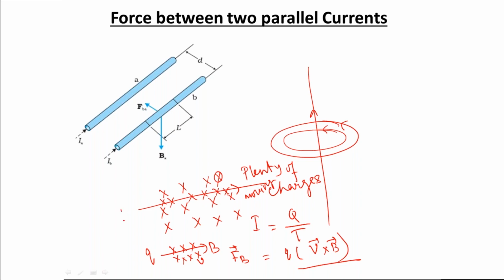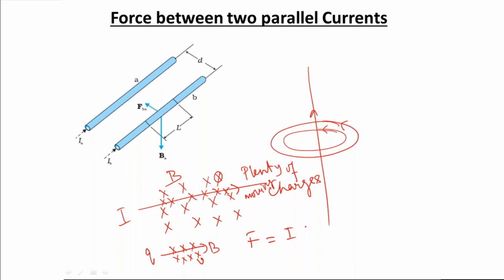the whole conducting wire, when it is carrying some current I, and the magnetic field is B, and the length of the wire is L, the force on that conductor will be I L cross B. This we have already learned in the previous discussions. This is the force a conducting wire will experience when it carries the current I and the length of the conducting wire is L.